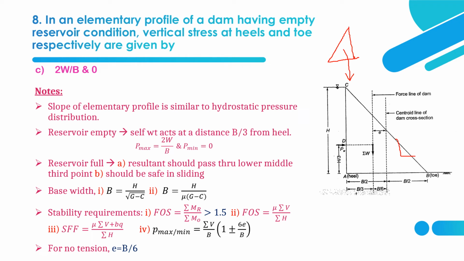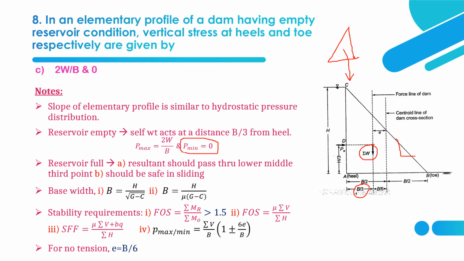When the reservoir is empty, only the self weight of the dam, that is summation W, acts. Self weight acts at a distance B by 3 from the heel of the dam. So P max is 2W by B and P minimum, there is no tension. That's why at toe vertical stress is 0.